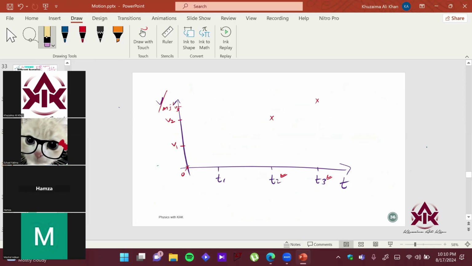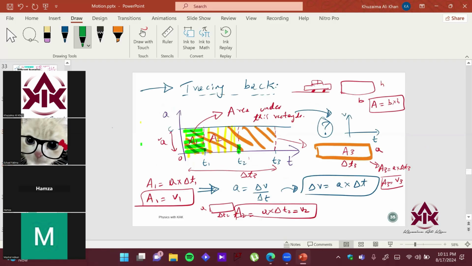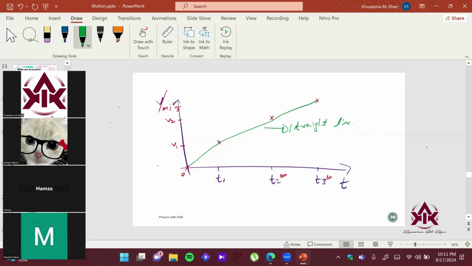Let me just fix it. This is V1, right? So this is how you sketch from acceleration to... okay, this is a straight line. This is a straight line. My sketching got a little tilted. So you know that if you're given an acceleration time graph, that's how you can trace back and create this velocity time graph.